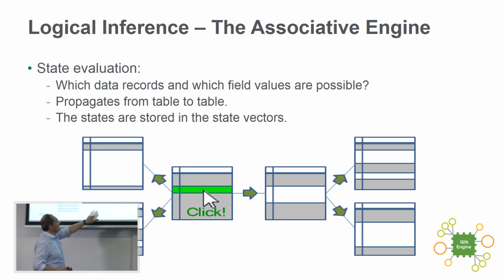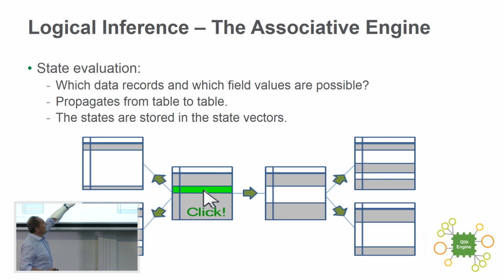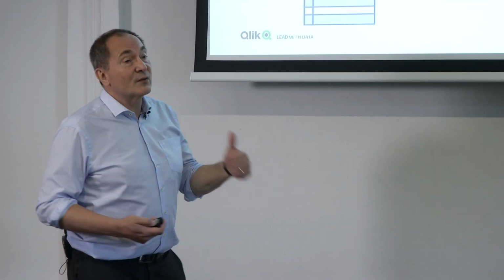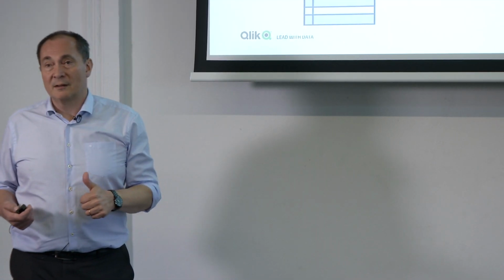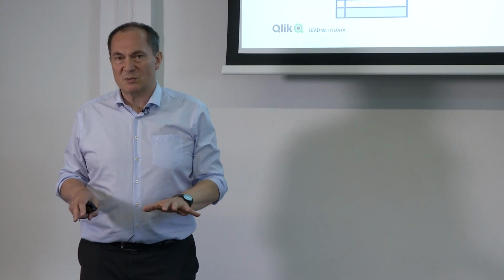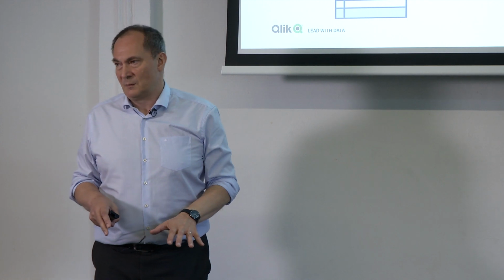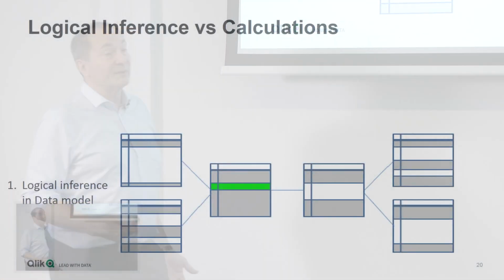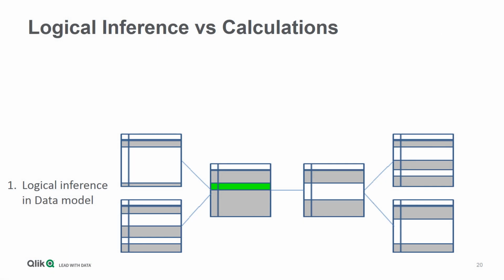So it looks at the keys, what possible values do I have on the key, and then uses that for the next table. It becomes like a selection in the next table, in fact. And that's the first thing that happens every time you click. And I would say that that is a small part of the response times, typically 5 to 10%. The other 95%, that is the calculation of the other objects. So the logical inference is the first step, and then you calculate all your charts.